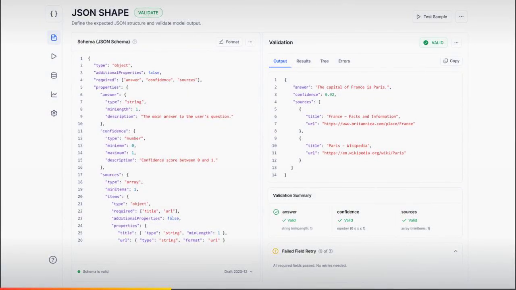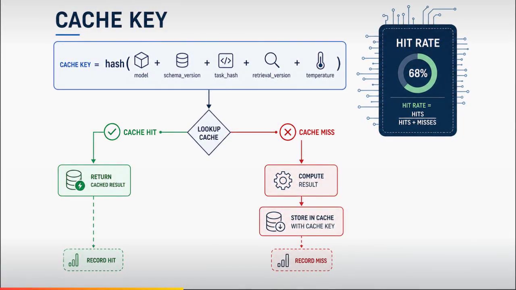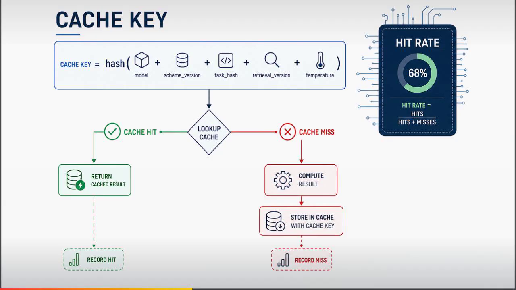If the product needs data, ask for data. Use a JSON schema, validate it on the server, and retry only the field that failed instead of regenerating the whole answer. Your cache key should be explainable: model, schema version, task hash, retrieval version, and temperature. Do not throw the whole transcript into the key just because it is available.